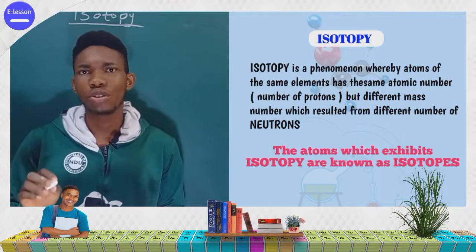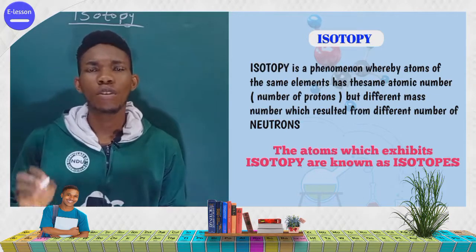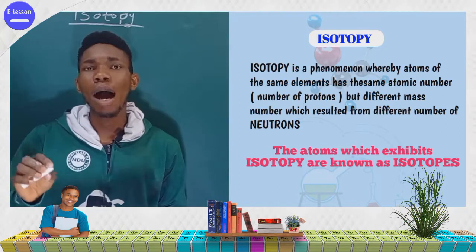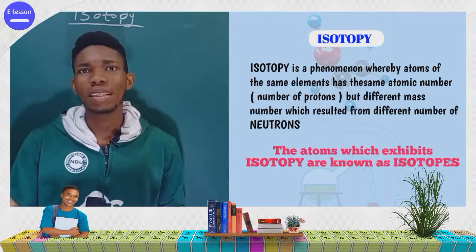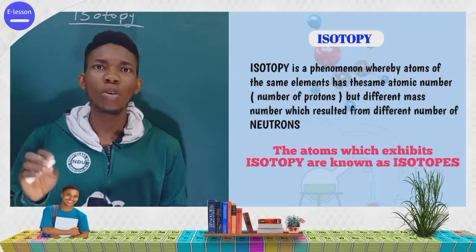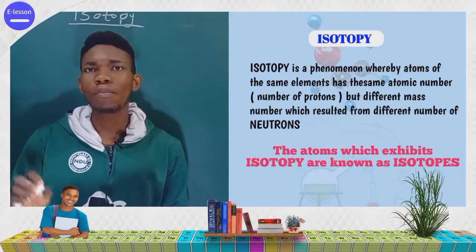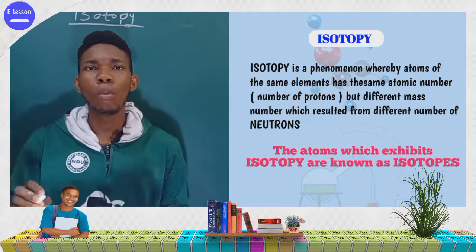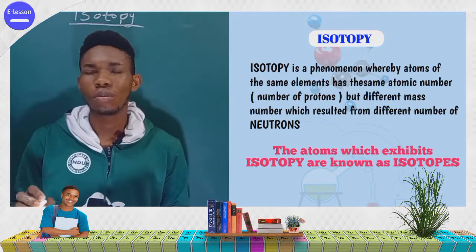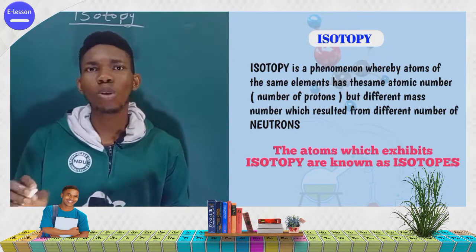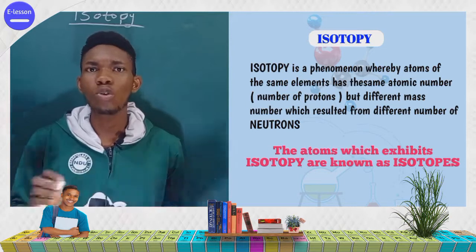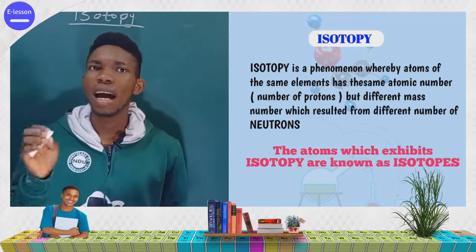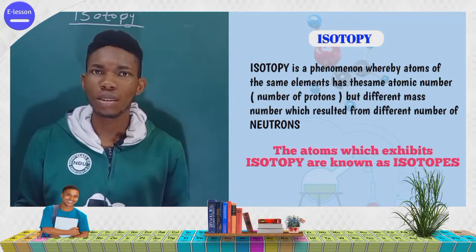of neutrons. Isotopy is a phenomenon whereby atoms of the same element have the same atomic number but different mass number, which result from different number of neutrons. Now, these atoms that exhibit this phenomenon are known as isotopes. They are known as what?